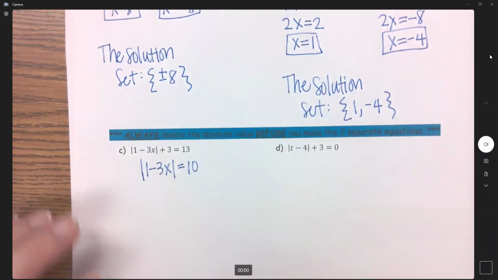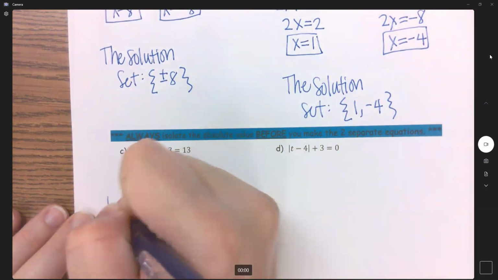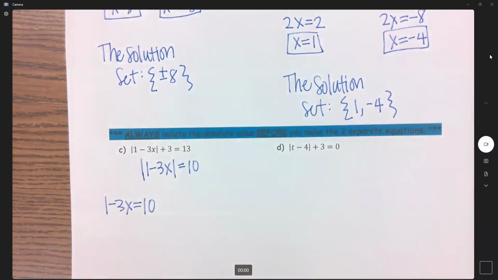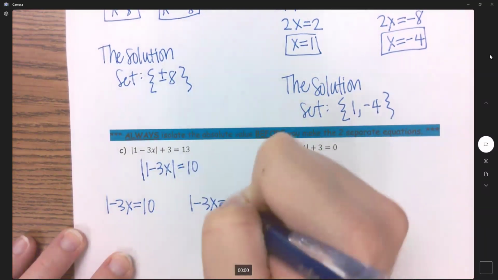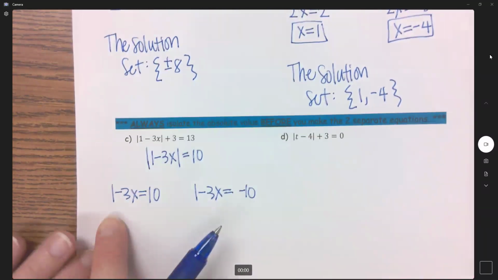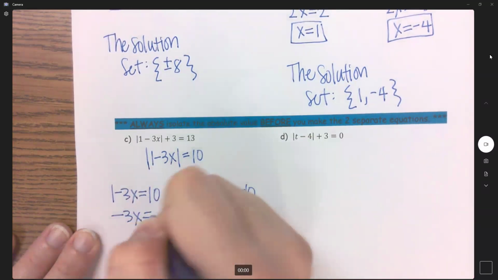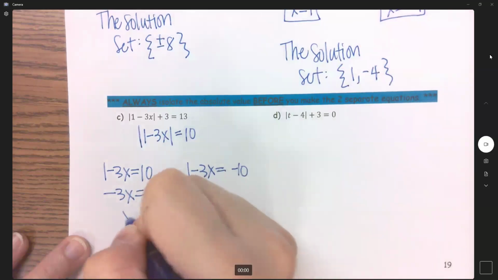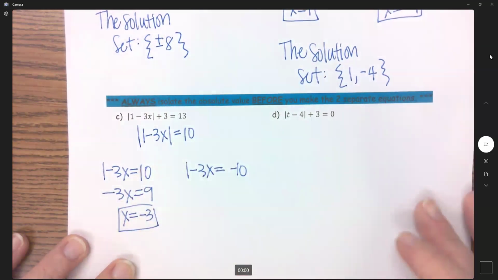Now that this absolute value is isolated, now we can break it up. So my first equation is 1 minus 3x equals 10. And then my second one would be 1 minus 3x equals -10. So here to solve, we're going to subtract our 1 over to get -3x equals 9, and then divide by -3 to get x equals -3. So there's one solution.